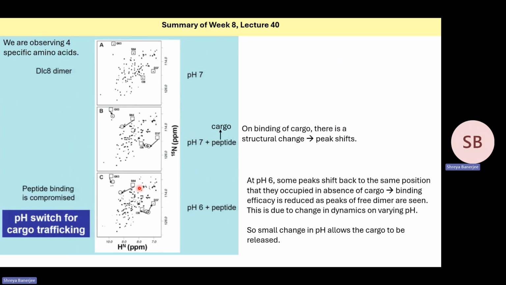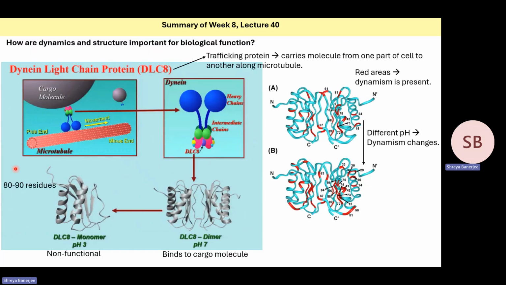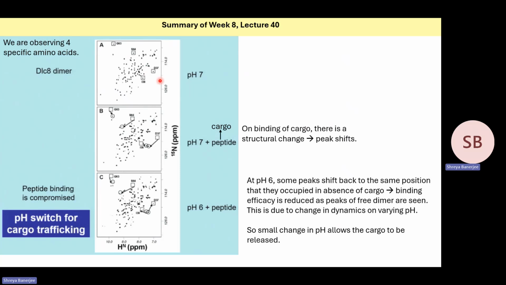So basically, you are seeing a mixed NMR. You are seeing the NMR of both the free dimer and the dimer plus cargo aggregate. So at pH 6, some of the molecules are free and some are binding to the cargo. If you lower the pH even further, eventually at pH 3, as you have seen, the cargo will be completely released and you will only have the free dimer. So the pH can act as a switch for trafficking of the cargo from one place to another.